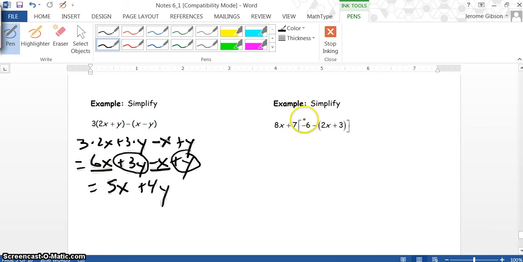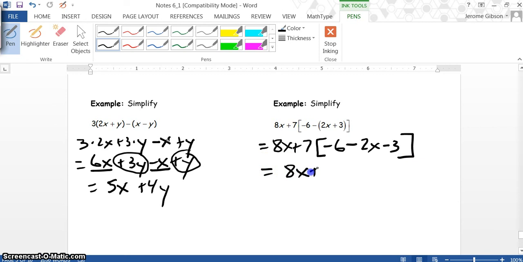Now we come here. You notice we have a bracket. Bracket is basically the same thing as a parenthesis. So we go inside this bracket and we have a parenthesis on the inside. Because there's a minus in front of this parenthesis, we change the sign of everything inside of here, which will give us a minus 2x minus 3.